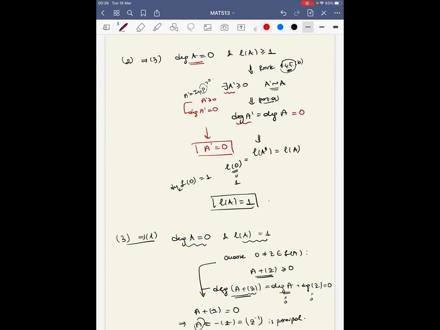So I think it's worth mentioning that the principal divisors have degree 0, but not all degree zero divisors are principal. And we will point out the special cases when we consider the elliptic function fields.